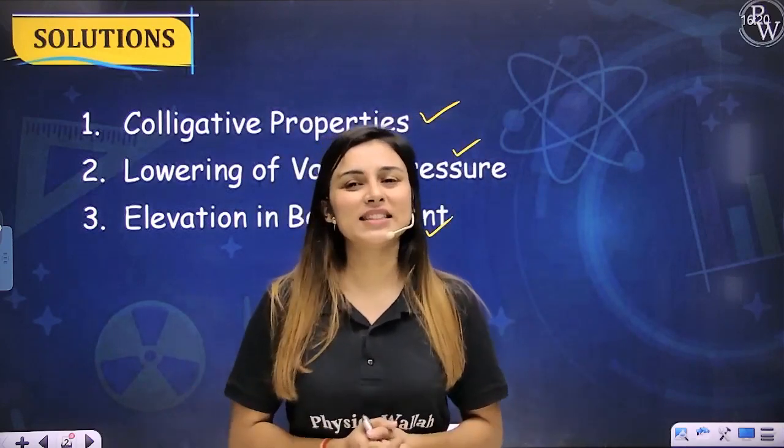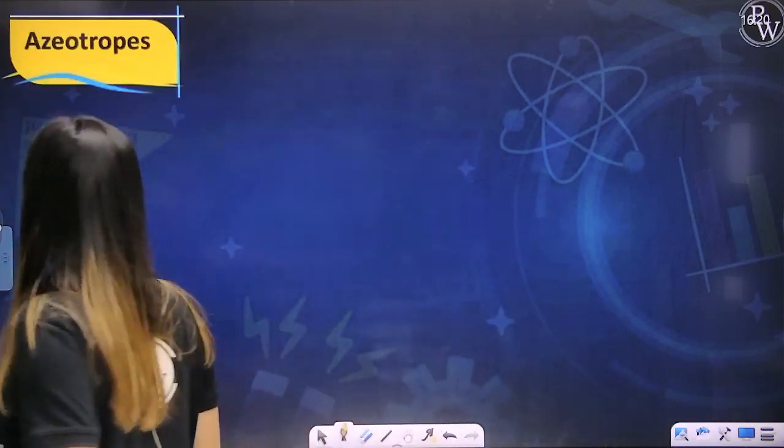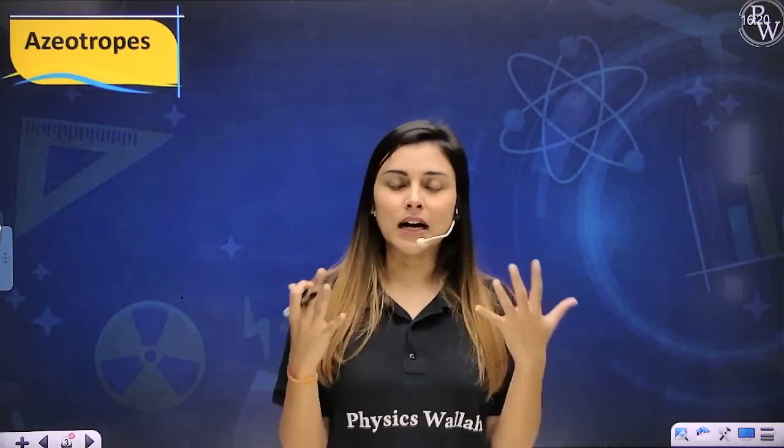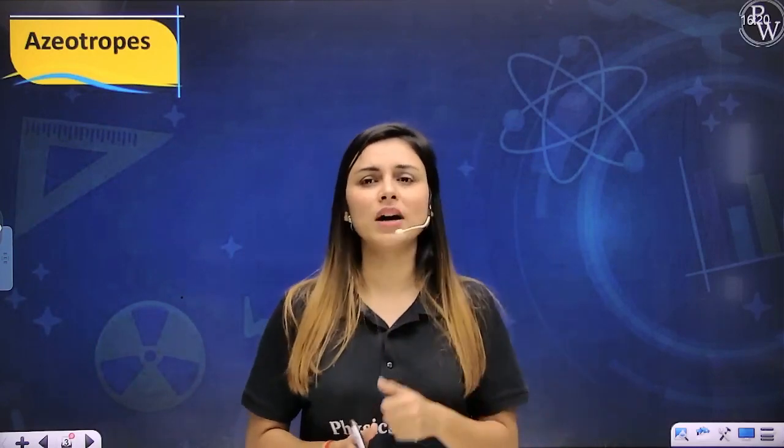Okay, so let's start. First, my dear students, let's discuss a little about azeotropes. It is a very small topic. We'll just cover it very soon. What are azeotropes? For understanding azeotropes, you need to understand that we have been discussing solutions. So my dear students, let us consider that we have a solution of two volatile compounds.